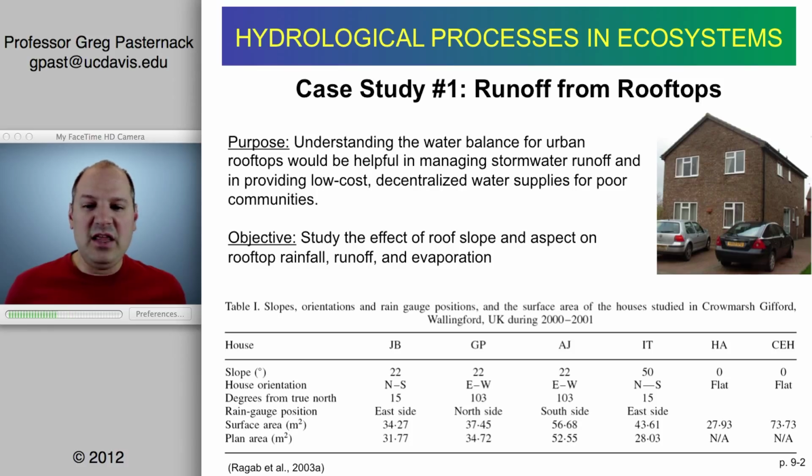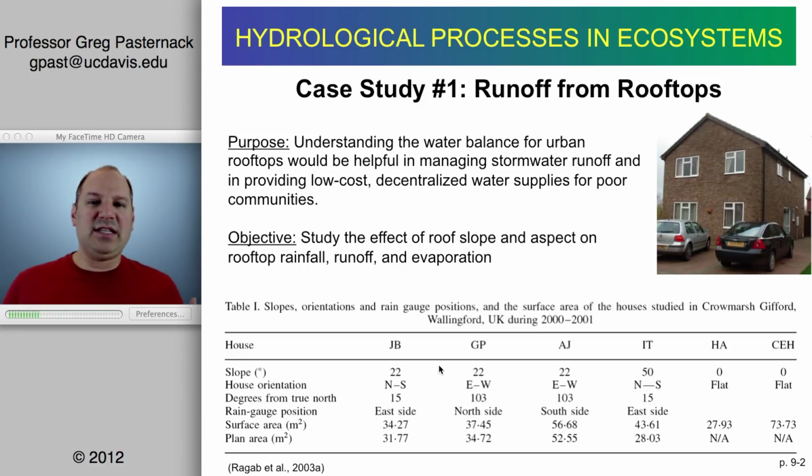So the objective: study the effect of roof shape, slope, and aspect on rainfall runoff, and particularly evaporation and the ratio of evaporation to rainfall. As you can see from the photo, the roofs here are pretty simple. They're just V-shaped with two faces. And so in this study, there were 5 individual homes that were looked at with slopes of either 0, 22 degrees, or 52 degrees. And then they were either oriented such that they were south-facing, east-facing, or north-facing.